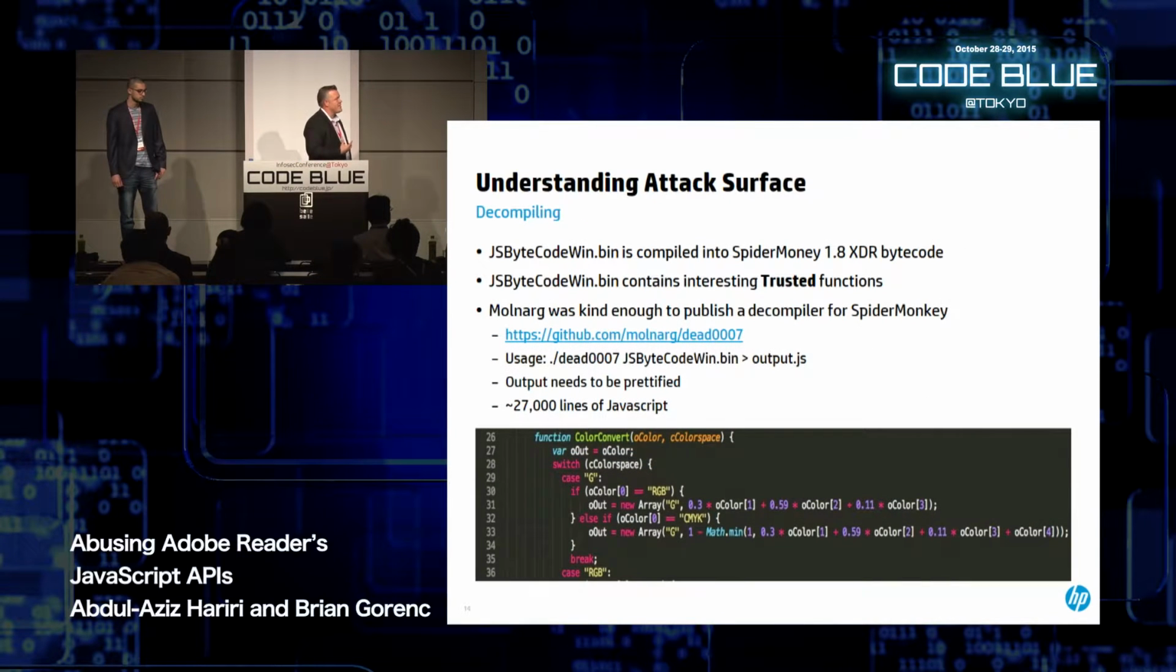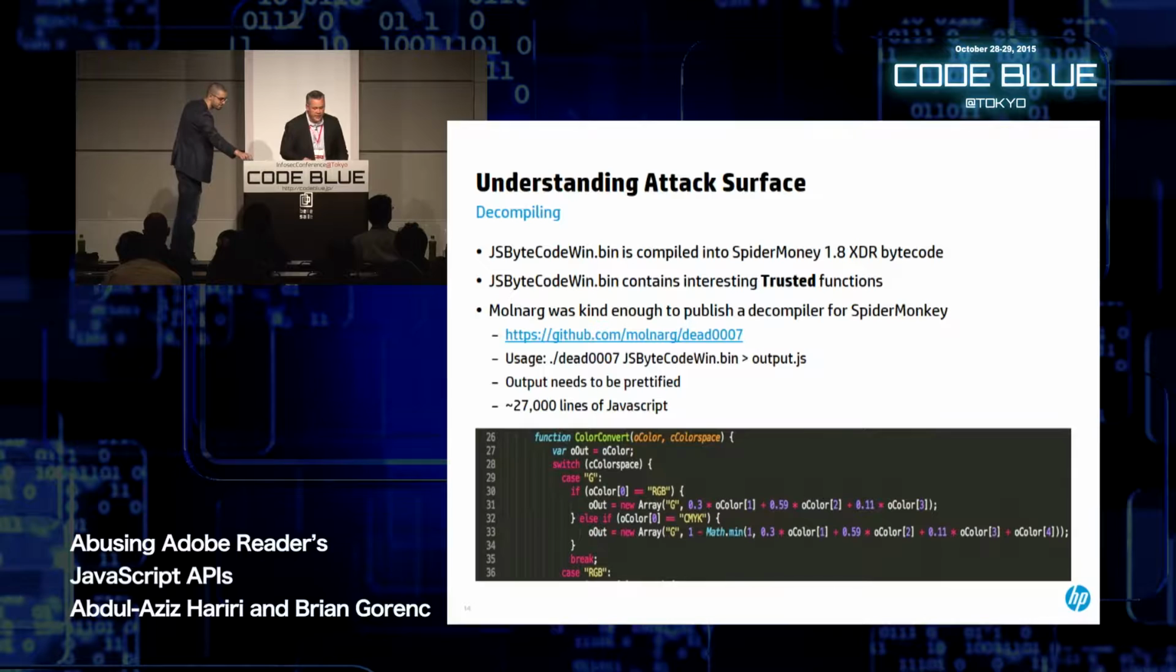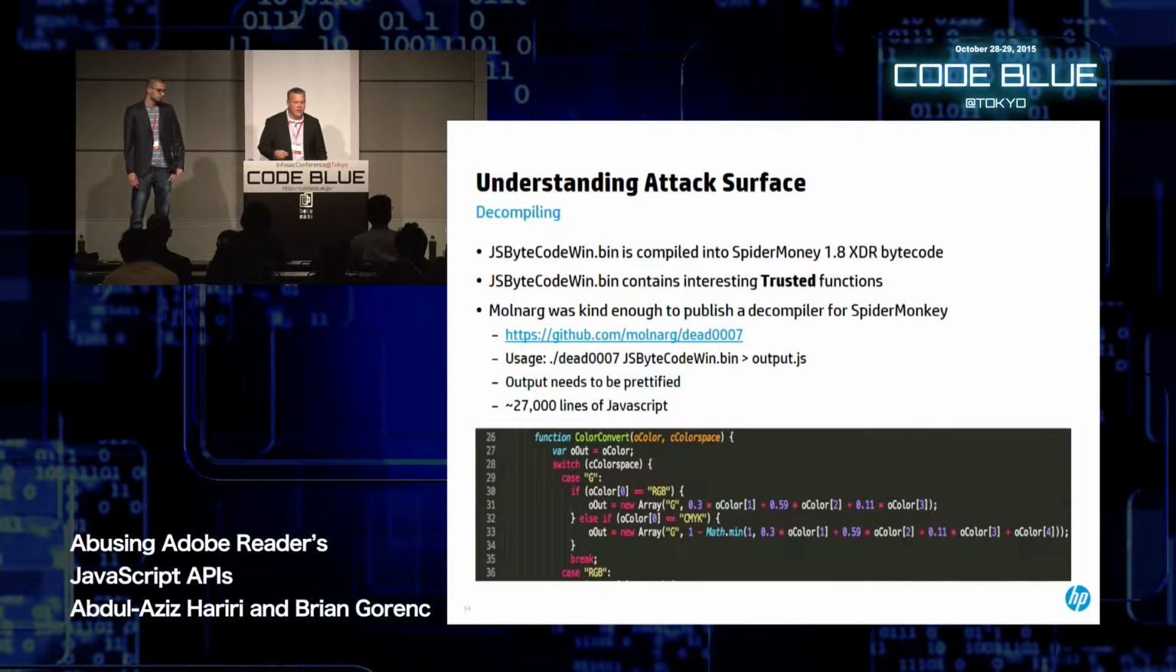So we want to get access to the code that is in the jsbytecodewin.bin so we can start auditing that code for vulnerabilities. And you can decompile this code. This bin file is actually SpiderMonkey XDR bytecode. And in this bin, like I said, there's trusted functions and privileged code being executed.